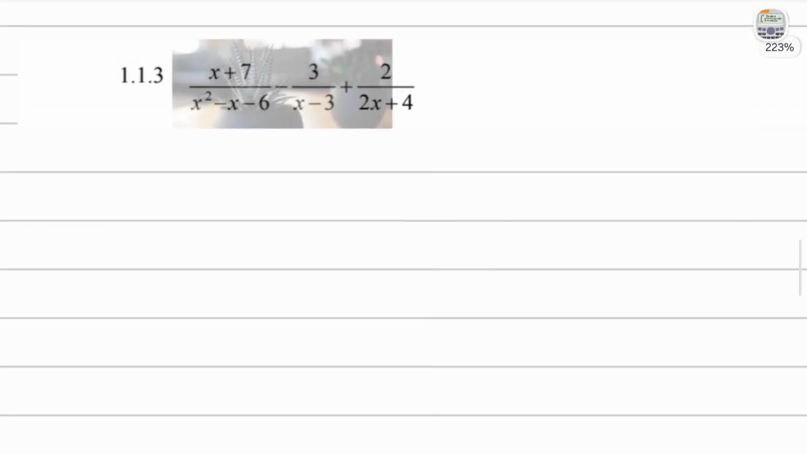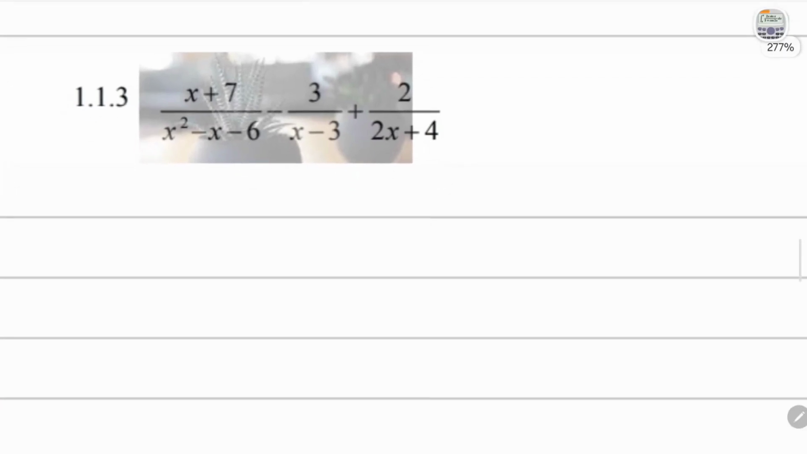Okay, so in this expression, you need to focus on the fact that we are subtracting and then adding. When you subtract or add fractions, what is the one thing that must happen first? You need to ensure that all your denominators are the same. Okay, so that's the first goal. We need to make all the denominators the same.